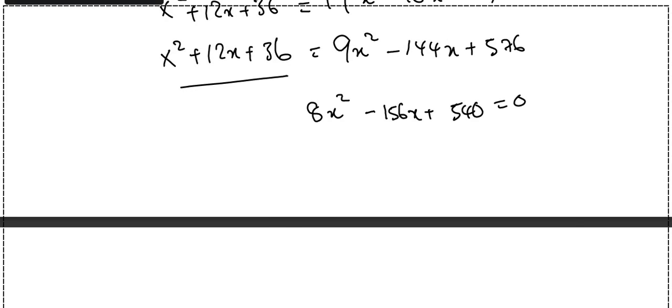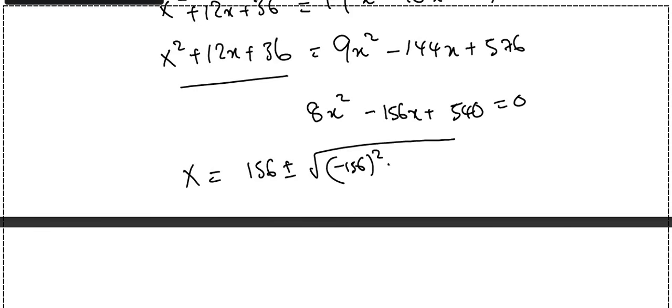So we check if we're able to solve this. Can we reduce them? Is it possible? 540 divided by 8. Okay, so they are not all reducible. Just use the quadratic formula. It's easy to just use this.